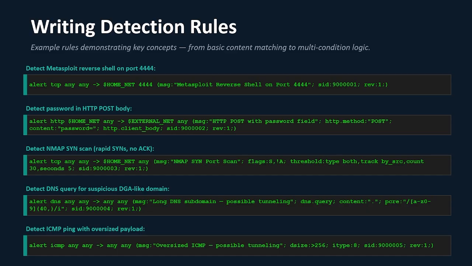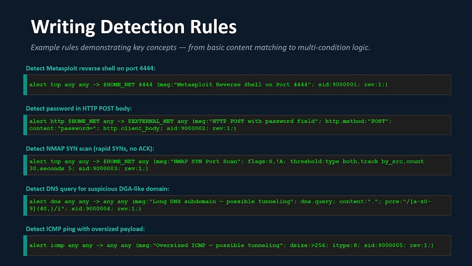So some other example rules. If you want to detect all Metasploit reverse shell to any home network, it's home net, not home IP, then it's an alert TCP any, so that goes from any address, any port to any of your internal network addresses, port 4444. And then it just tags it with that message, Metasploit reverse shell, and a unique ID of 9000001. And this is revision 1 of that particular rule.